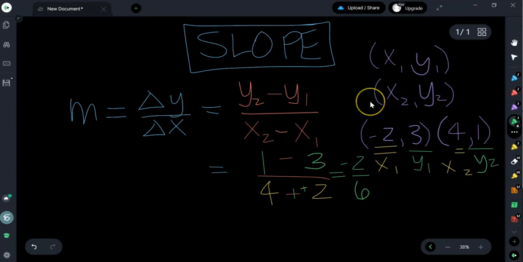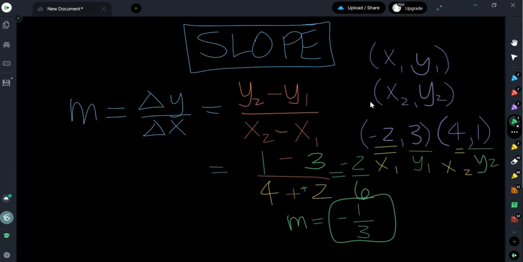-2/6 can be reduced. 2 goes into both 2 and 6. It's a factor of both. So I can reduce that to -1/3. Therefore, my slope, which I call m, is -1/3. And that is how you calculate the slope of a line.